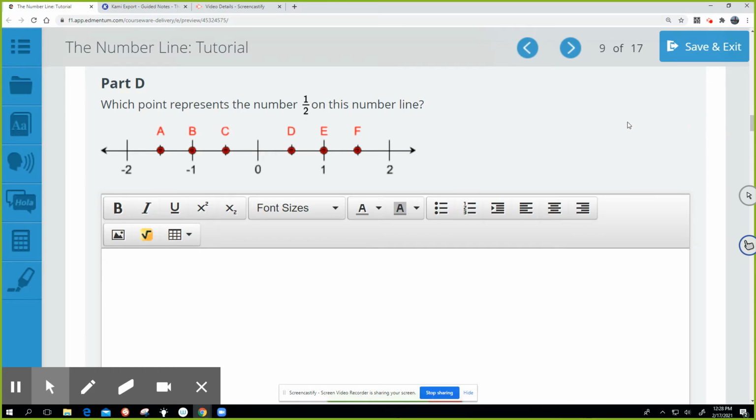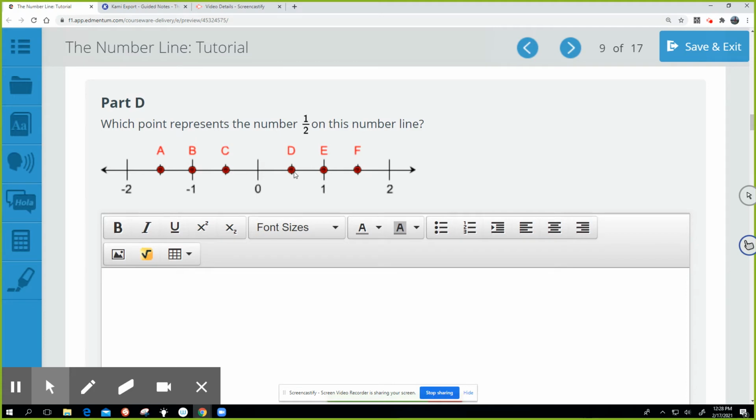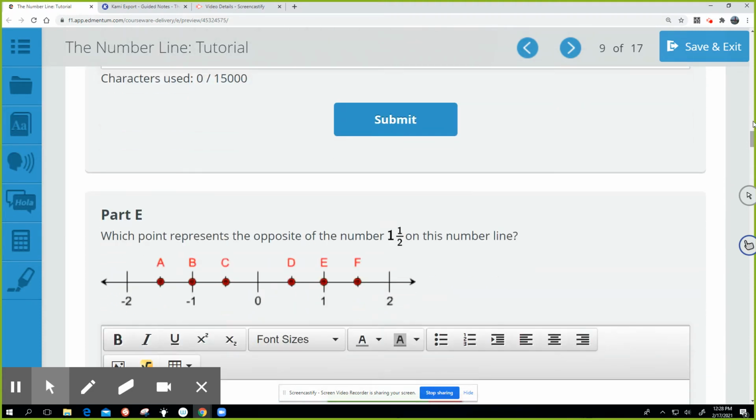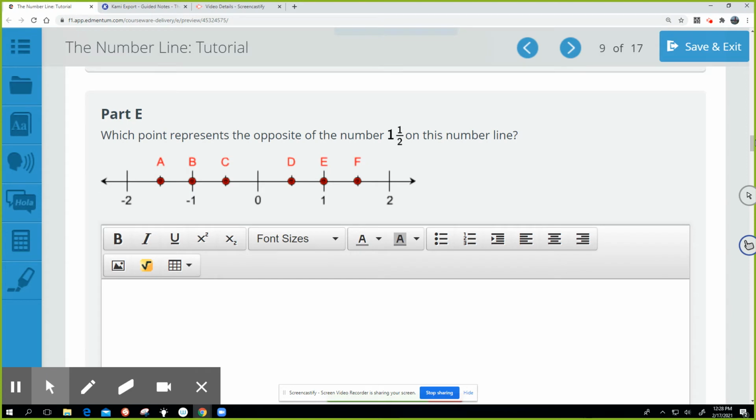Excellent. Which point represents the number 1/2 on this number line? So if we look at all those points, which one of those letters is at 1/2? D. So does everybody understand why that's D? That's at 1/2? Okay. If not, make sure you ask the question and go ahead and submit once you put in D. And then we'll look at point E.